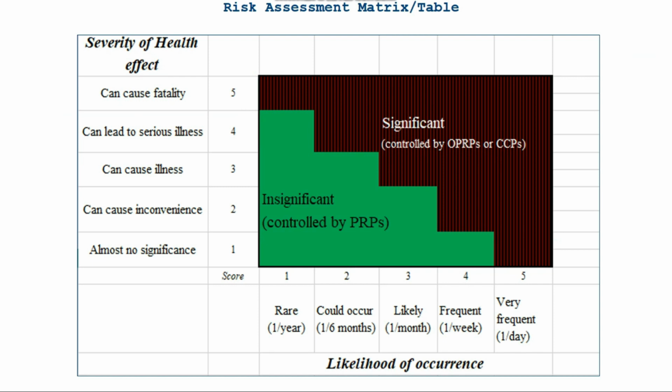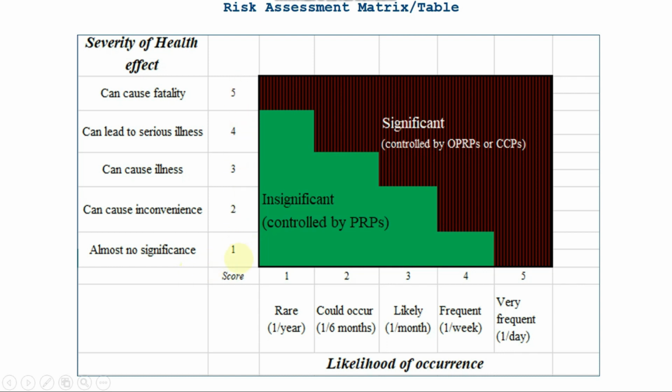So how to make a risk assessment matrix? You just need to take a scale from 1 to 5 on both sides and mention them as I mentioned here. You need to define what is meant by 1, 2, 3, 4, 5, and what is meant by occurrence 1, 2, and so on. So here I mentioned 1 means almost no significance, 2 means can cause inconvenience, number 3 means can cause illness, and 4 means can lead to serious illness.